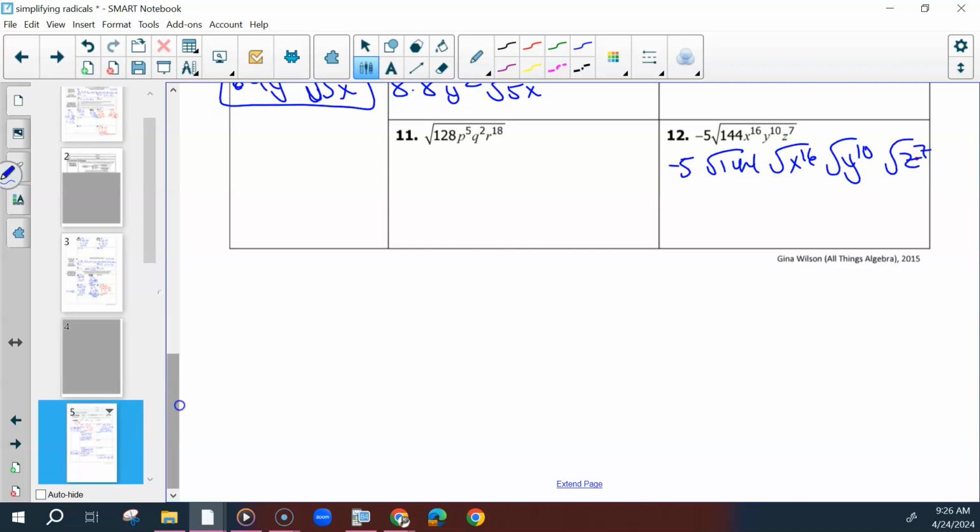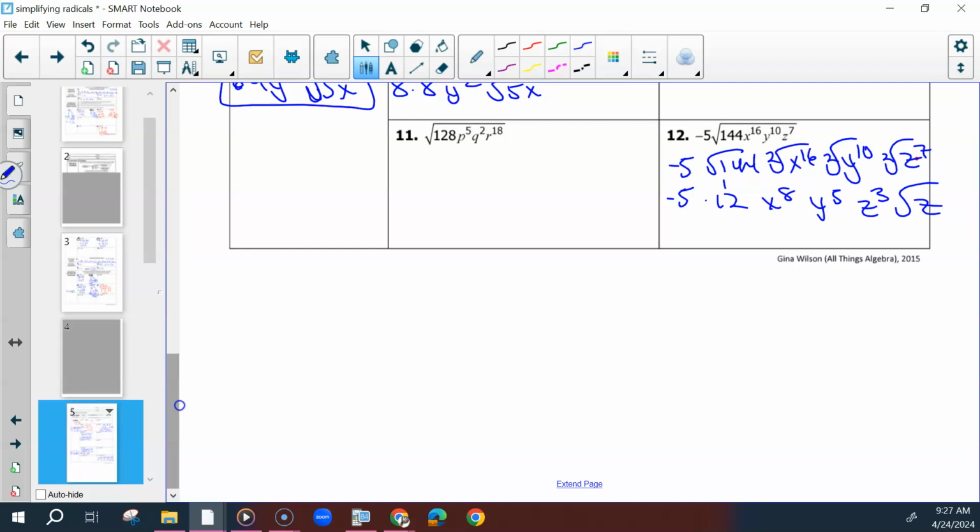The square root of 144 is 12. 2 goes into 16 how many times? 8. So the x to the 8. 2 goes into 10 how many times? 5. So y to the 5th. 2 goes into 7 how many times? 3 with how much left over? 1. So z to the 3rd times z.